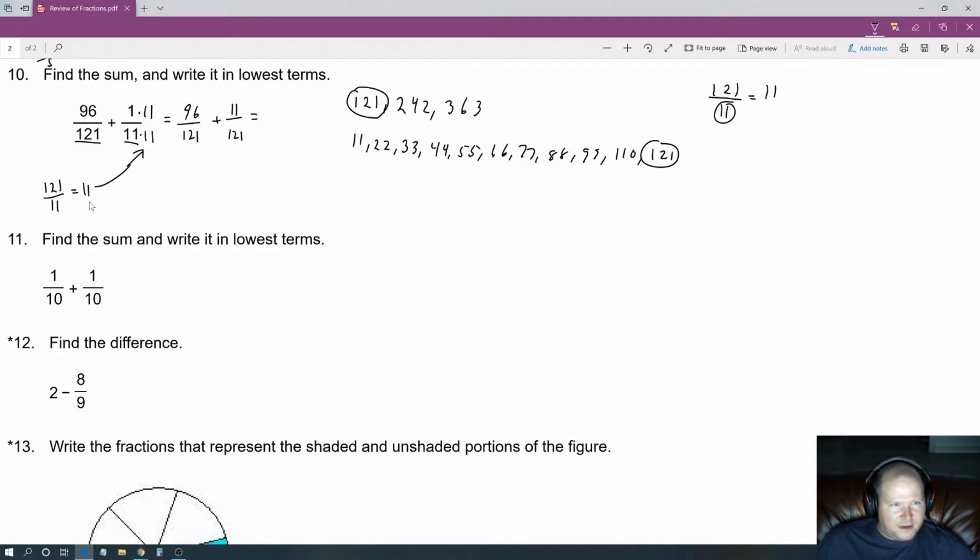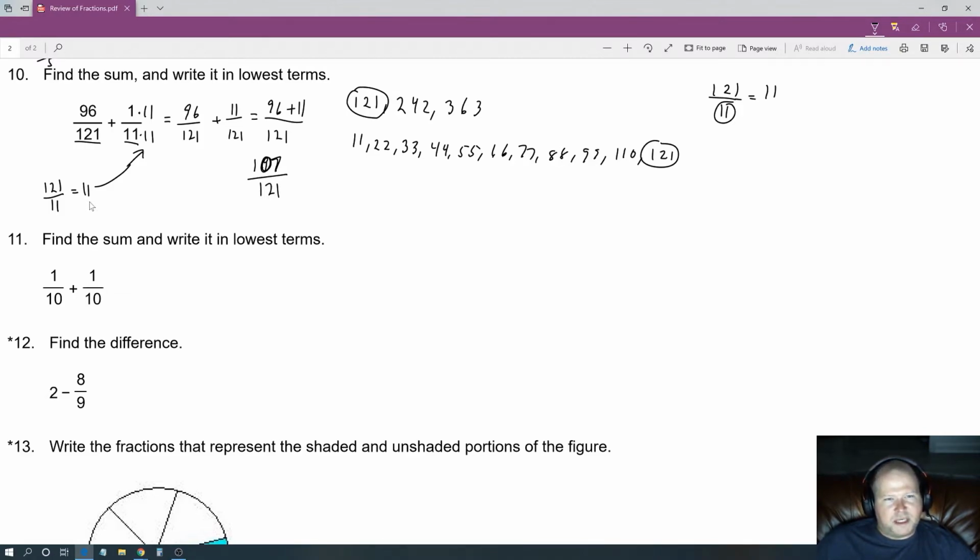Now that I have like denominators, I can simply add the numerators together. So I'm going to write this extra step just to emphasize that. You don't have to write this extra step. Okay, we add. So 96 plus 11 gives me 97. Oops, sorry, 107. Sorry about that. Okay, so 107 over 121.